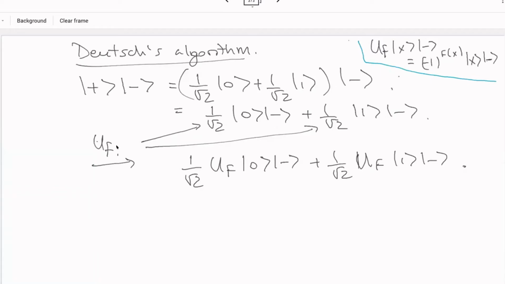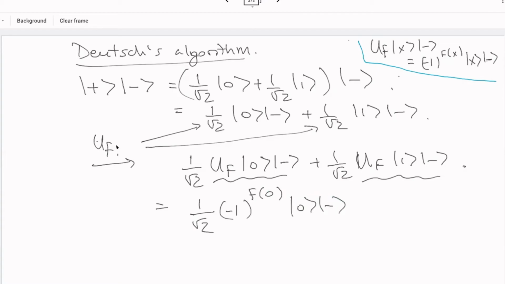Okay, and so now if we apply this equation in blue, which was what we calculated in the previous slide, we're going to use it here and we're going to use it here, right? So what we get is just using the equation. Let's pull out the 1 over square root of 2 at the front. We have minus 1 to the f of 0, and then 0 minus. And here we have 1 over square root of 2 minus 1 to the f of 1, 1 minus.